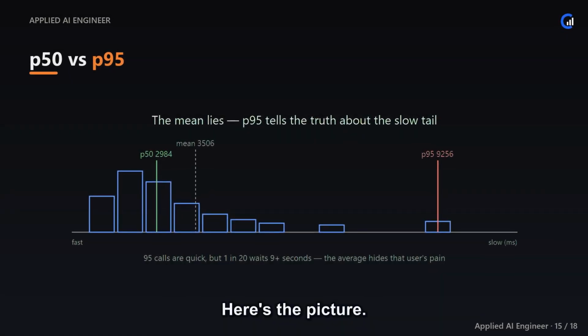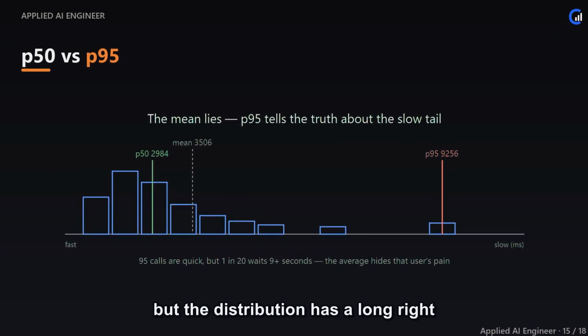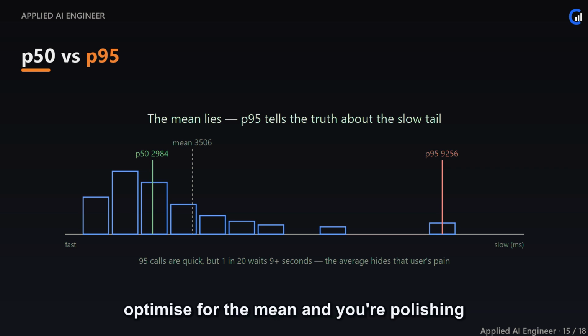Here's the picture. Most calls cluster on the fast left side, but the distribution has a long right tail. The median sits in the fast cluster and looks great. The mean drifts right, pulled by the tail. And P95 sits way out in that tail, the honest measure of your unlucky users. Optimize for P95 and everyone's experience improves. Optimize for the mean and you are polishing a number nobody actually feels.